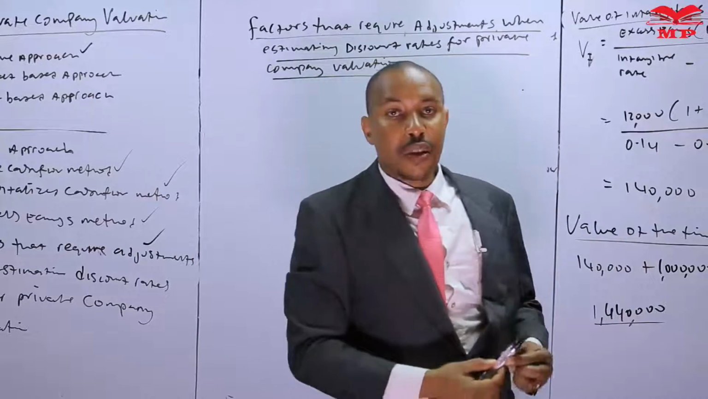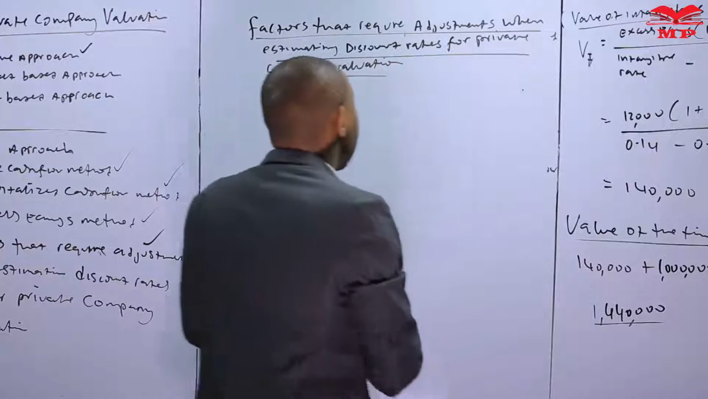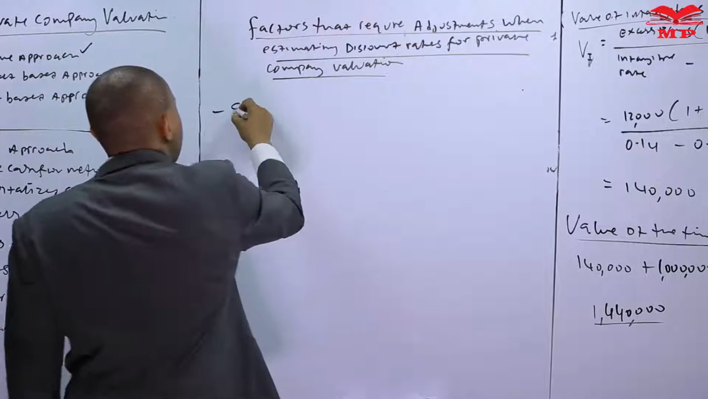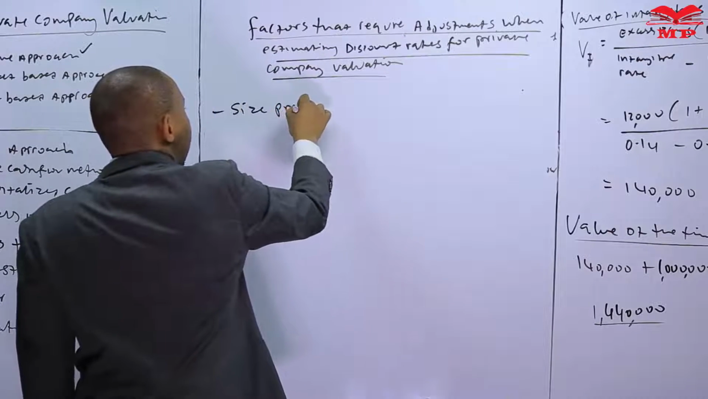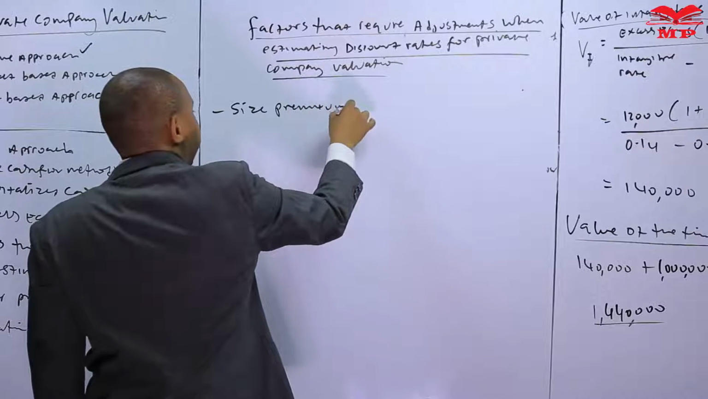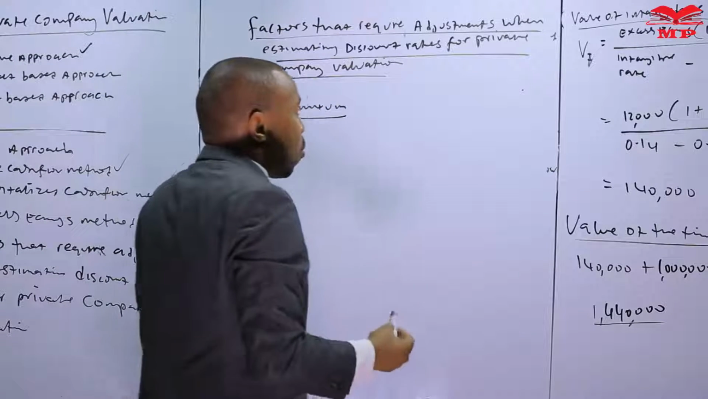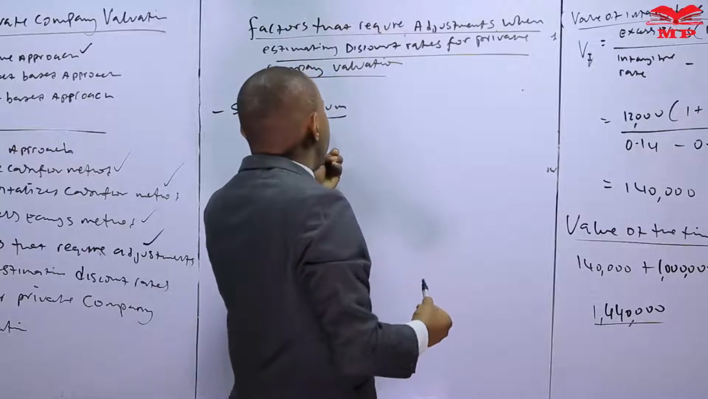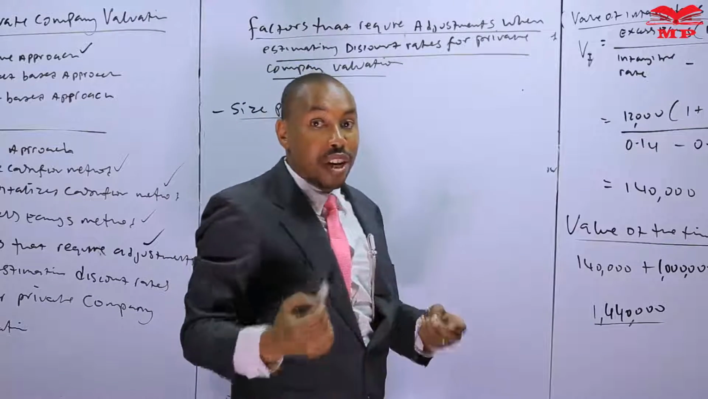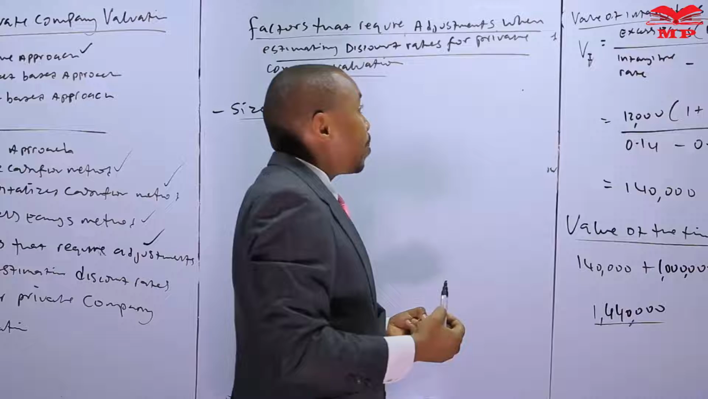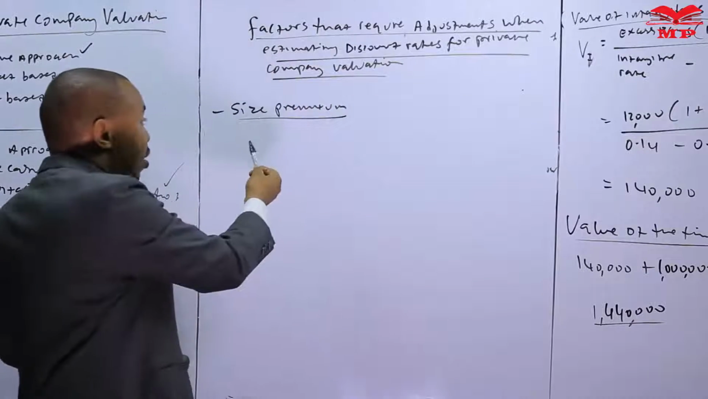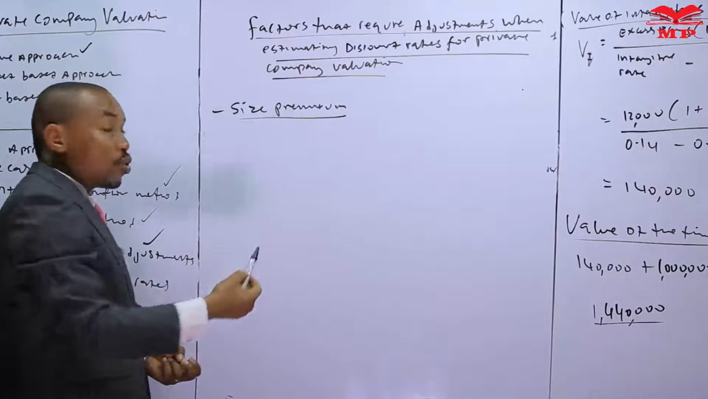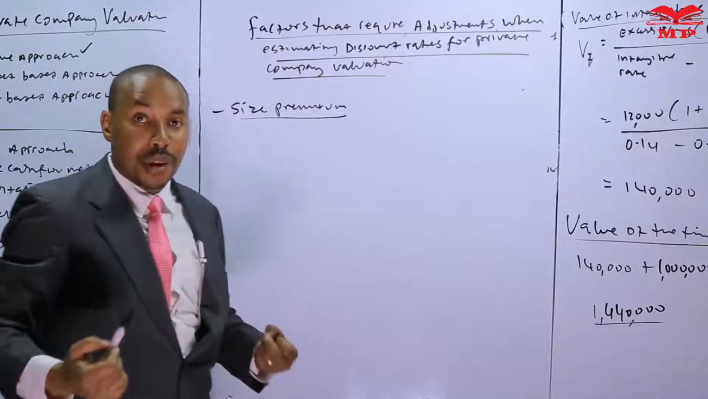The first component that we need to look at is the size premium. Size premiums need to be added to the discount rate so that we can estimate the value of the private company.